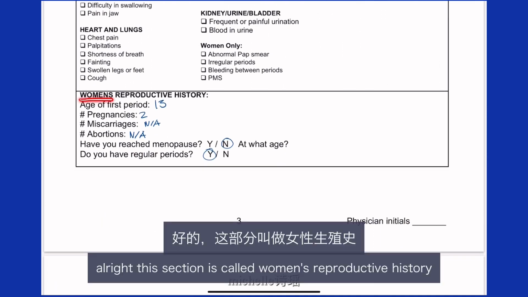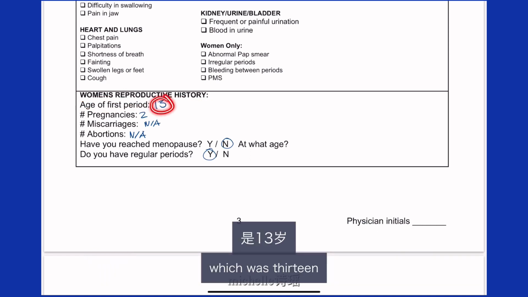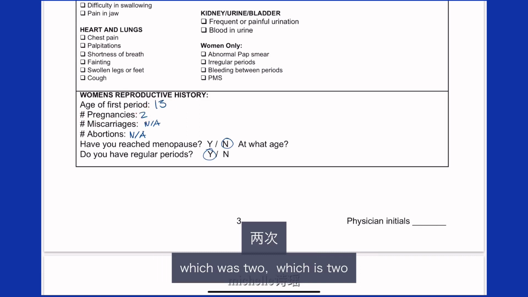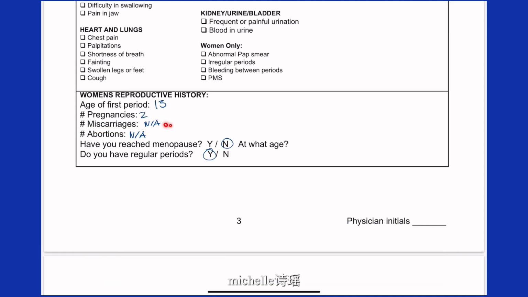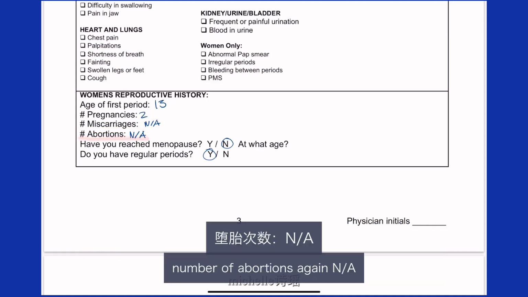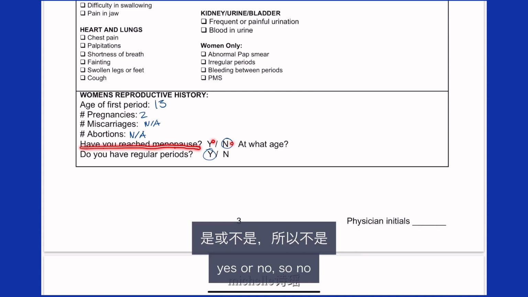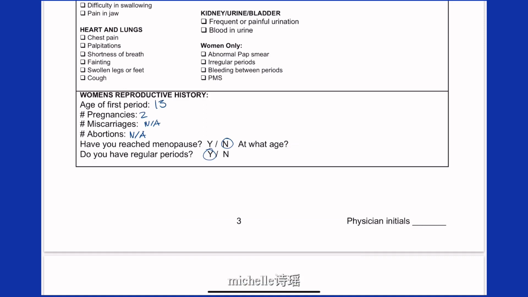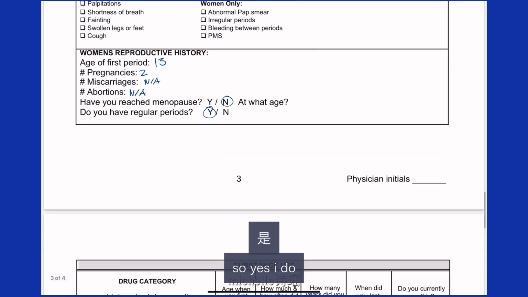All right, this section is called Women's Reproductive History. So they want to know about the age of my first period, which was 13, the number of pregnancies I've had, which is 2, the number of miscarriages, NA, so again, not applicable, number of abortions, again, NA. Have you reached menopause? Yes or no? So no. But if I answered yes, then I would write at what age. Do you have regular periods? Yes or no? So yes, I do.